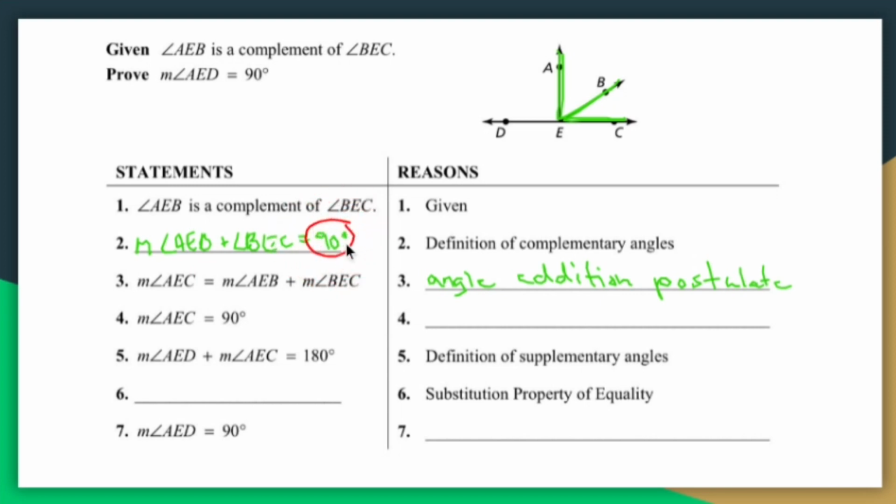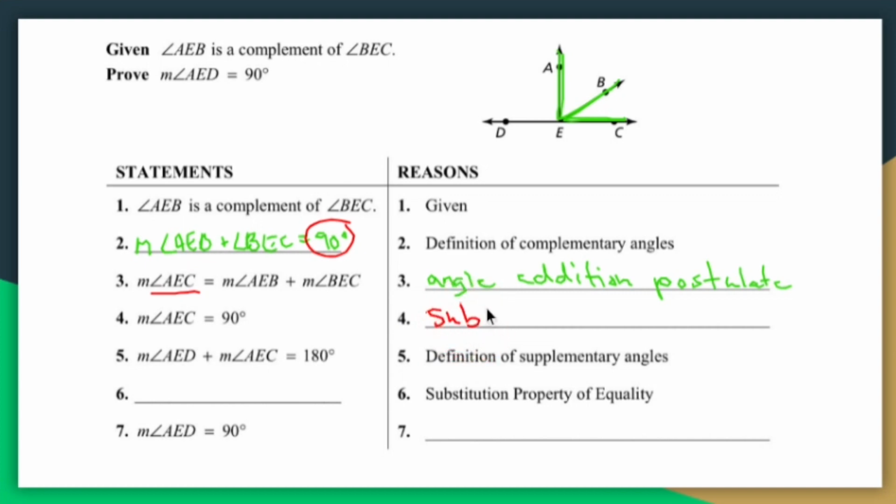Let me give you a circle. Also, the measure of angle AEC is right here. Oh, AEB, BEC, AEB, BEC. I know the measure of angle AEB plus the measure of angle BEC is 90 degrees because if I were to say that guy equals 90, and that guy also equals AEC, then AEC equals 90. This is the substitution property.